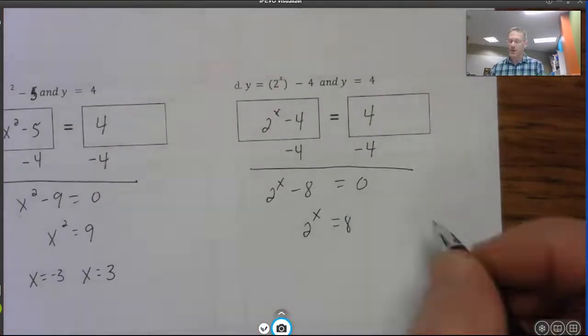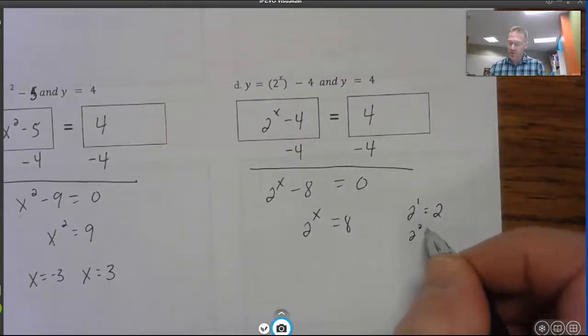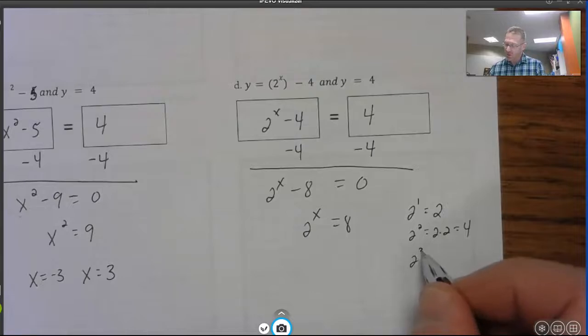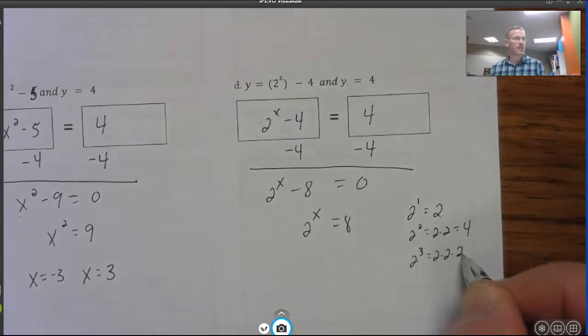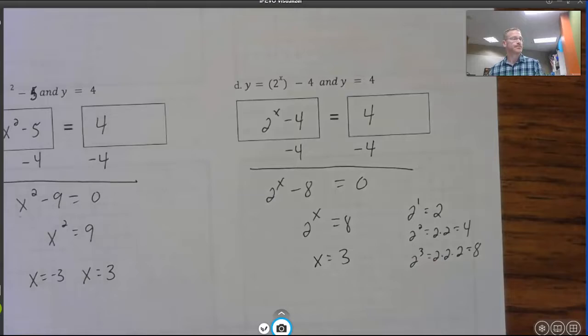Now, how many 2's do I need to multiply? So 2 to the first power is 2. 2 squared is 2 times 2, which is 4. And then 2 to the third power is 2 times 2 times 2, which is 8. So this would be x equals 3.